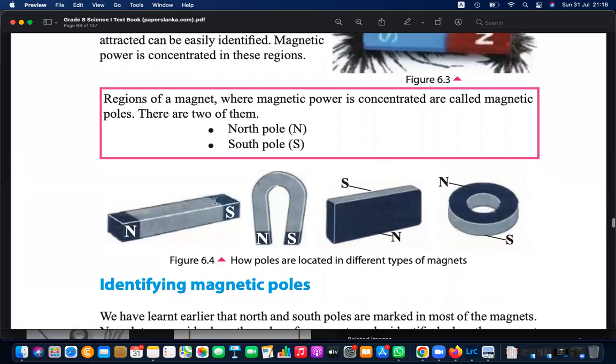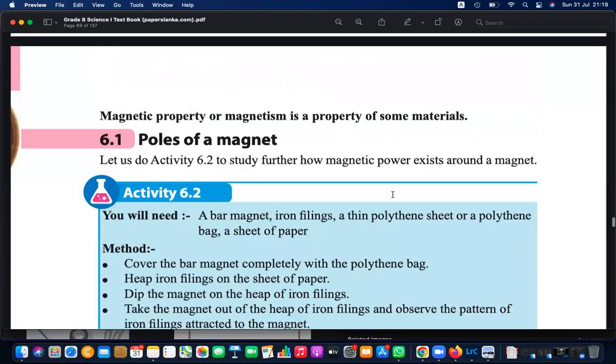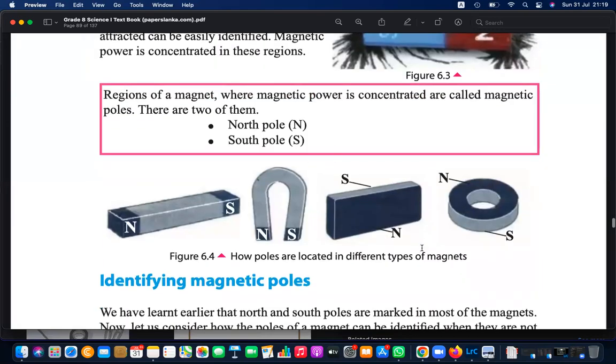So these are different magnets. How are the south pole and north pole located in each? This is a U-shaped magnet, so the south pole and north pole are at the ends. In this ferrite magnet, the poles are on both sides, so this surface is south and this surface is north. And if it is a coin-like thing, then both sides are south and north.